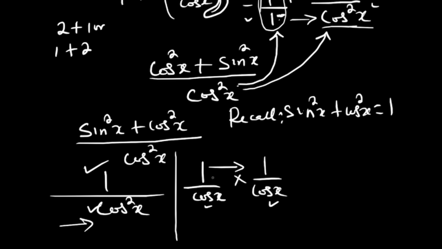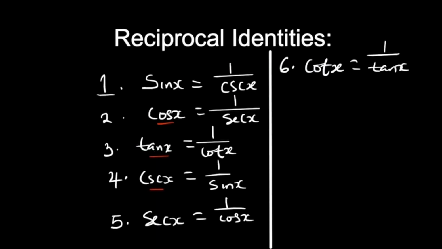Now, let's go back to our identities and check if there is an identity that looks like 1 over cos x. So if we go back here to our reciprocal identities, what do we have? We have that if you have 1 over cos x, as we've seen here, it's equal to what? Secant x. So wherever we see 1 over cos x, we replace it with a secant x. All right? That's what we're going to do right now.